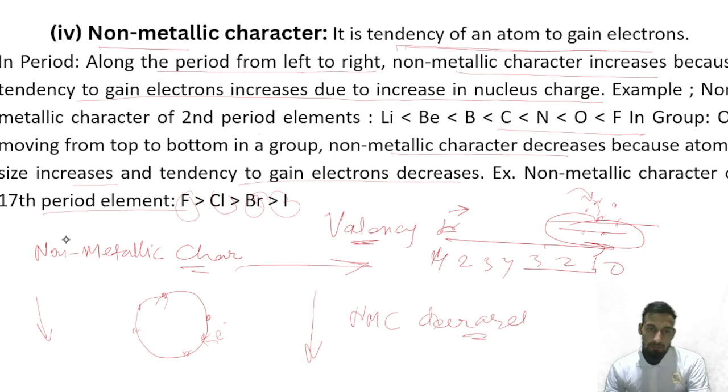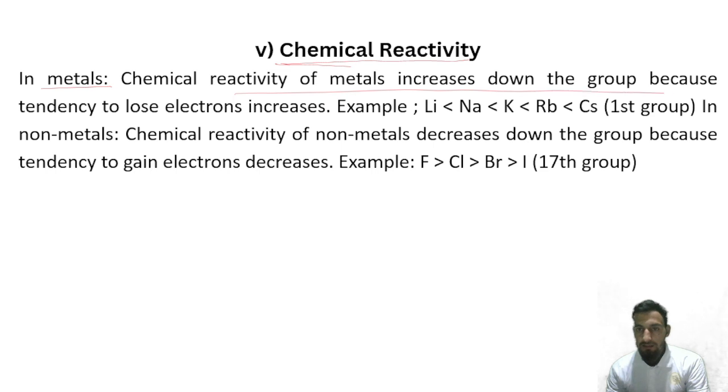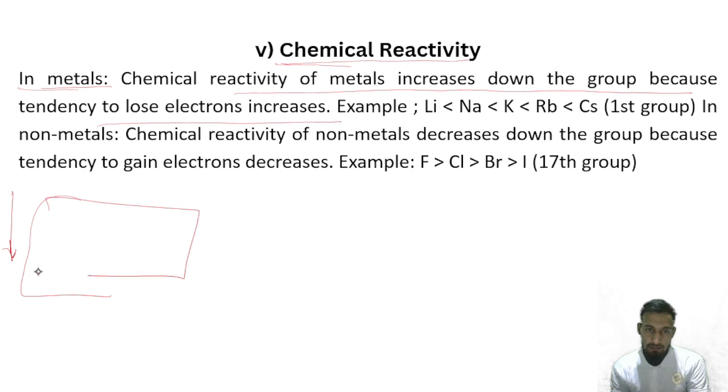This was the fourth property or fourth trend that we saw in this lecture. Coming on to the fifth, what is the chemical reactivity trend? First of all, chemical reactivity क्या है? In metals, chemical reactivity of metals increases down the group because the tendency to lose electrons increases. तो अगर हम मेटल्स की बात करें उनकी रिएक्टिविटी क्या होती है जब हम down the group जाते हैं. Metals are mostly on the left side of the periodic table.